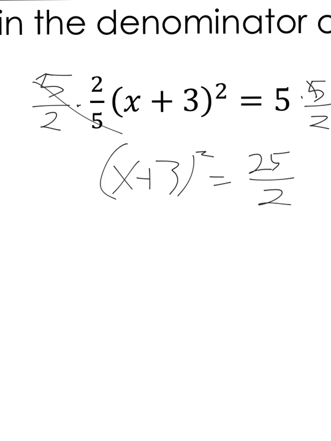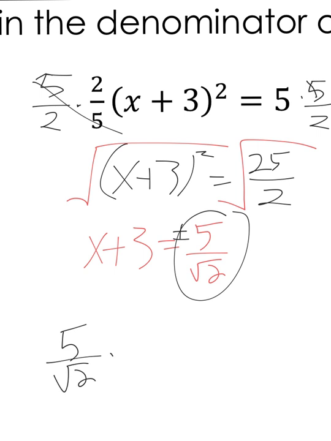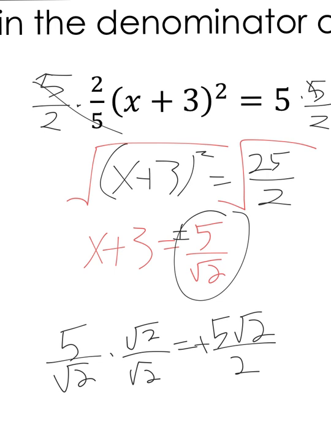Alright, so now square root both sides, and that's going to leave me with x plus 3 equals the square root of 25 over 2, which would be, the square root of 25 is 5, over the square root of 2, plus or minus, of course. So let's rationalize that. I'm going to say 5 over square root 2 times, well, I have a square root of 2 on the bottom, so I'm going to multiply that by itself, or divide by itself. So that's going to be 5 square root 2 over the number 2, plus or minus.